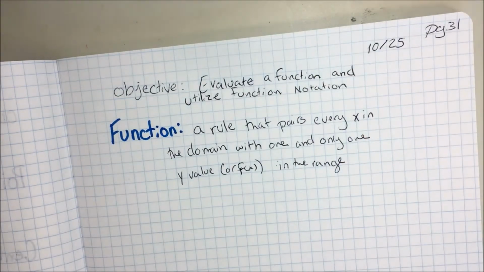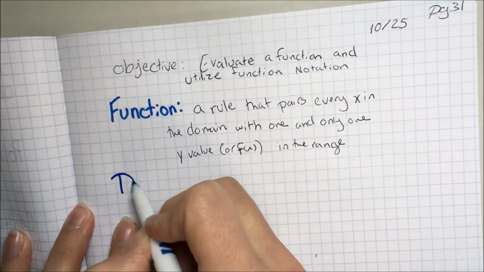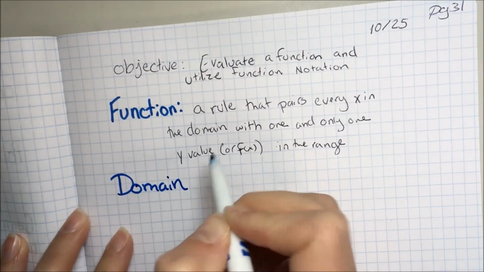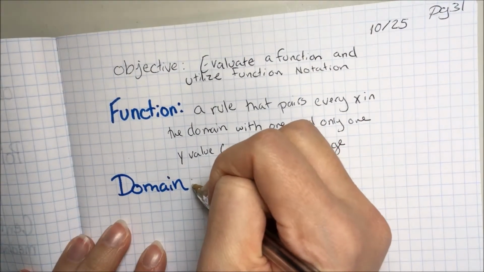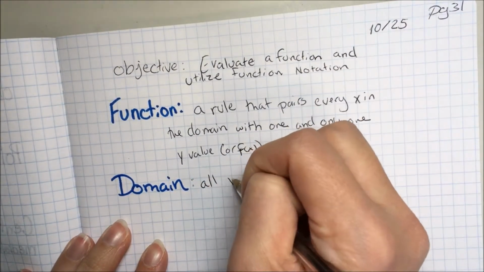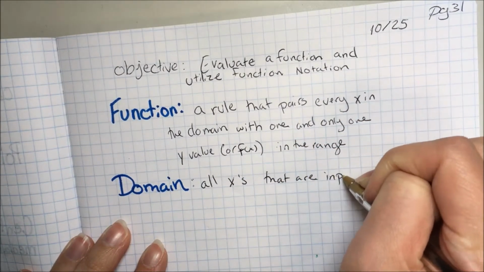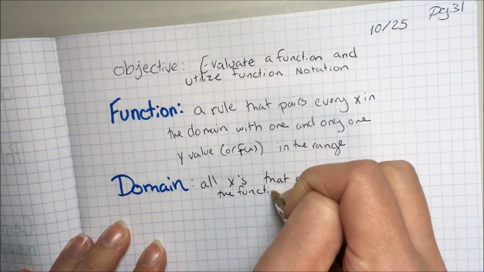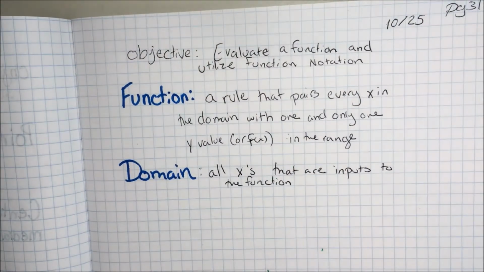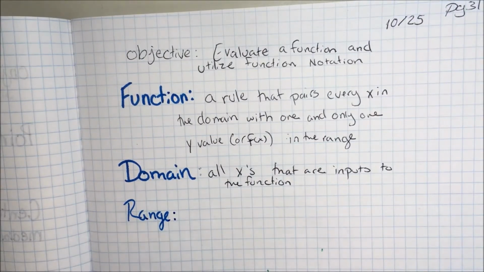Okay, so what is a domain? A domain is all x's that are inputs to the function. So this is what we put in to a function. In a range, that's what we get out of the function.